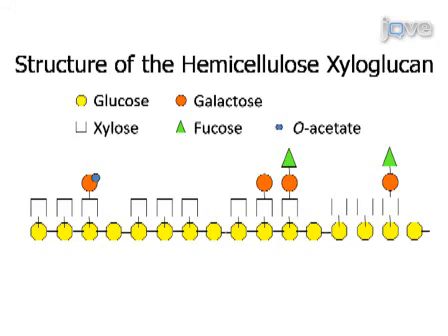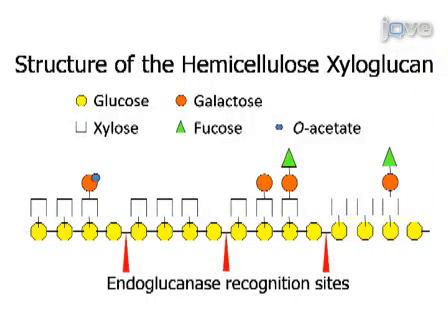The example demonstrated here is the solubilization of xyloglucan, the major hemicellulose present in the cell walls of dicot plants such as Arabidopsis. Xyloglucan is a polymer consisting of a glucan backbone that is heavily substituted with other sugar residues. For the solubilization of this polymer, a fungal endoglucanase is used.